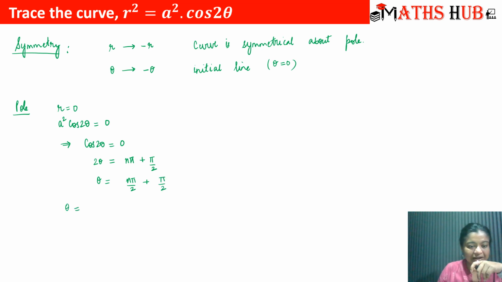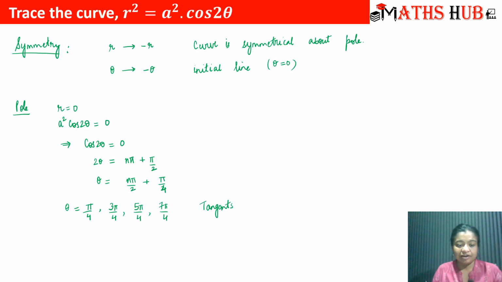So what are the possible values of theta that we will get? Sorry, this is pi by 4. So when I put n equal to 1, I'll get pi by 2 plus pi by 4, so that will become 3 pi by 4. Similarly, when I put n equal to 0, I can write the first value as pi by 4. Then 3 pi by 4. When I put n equal to 2, I will get pi plus pi by 4, so that is 5 pi by 4, and then 7 pi by 4 and so on. So these are all the tangents to the curve at the origin, right? All the real values of theta that we will get are the tangents.